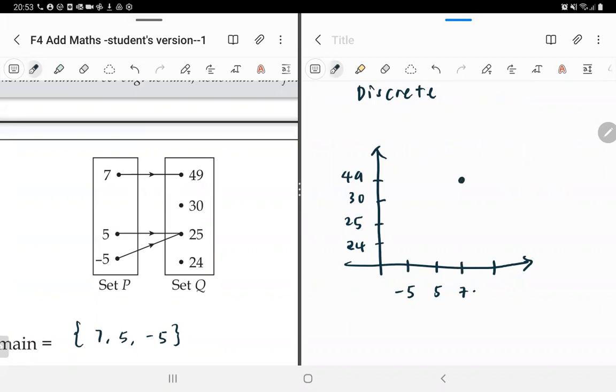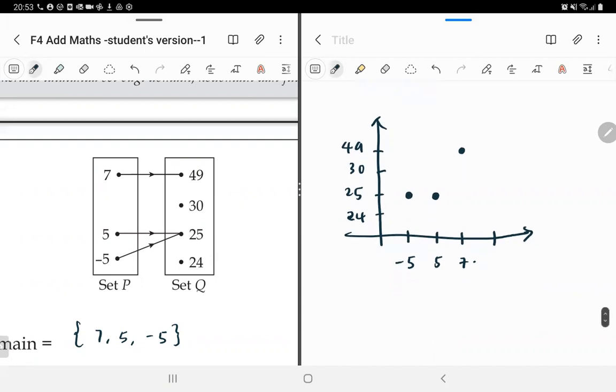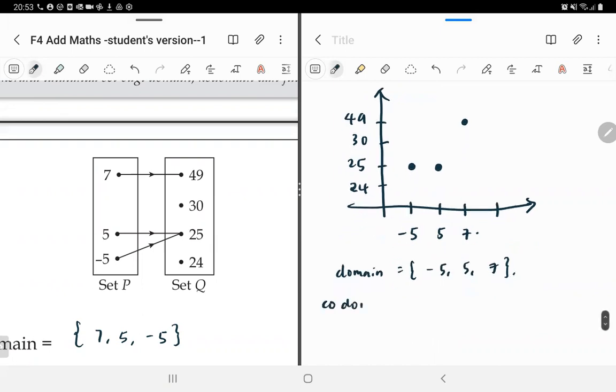That means it has some relationship between the 7 and 49. Second one is 5 to 25. So 5 mapped to 25, you put another dot here. Negative 5 mapped to 25 also, so another dot here. So from here you can see the domain will be negative 5, 5, 7. And then the codomain will be all the numbers here, 24, 25, 30, and 49.